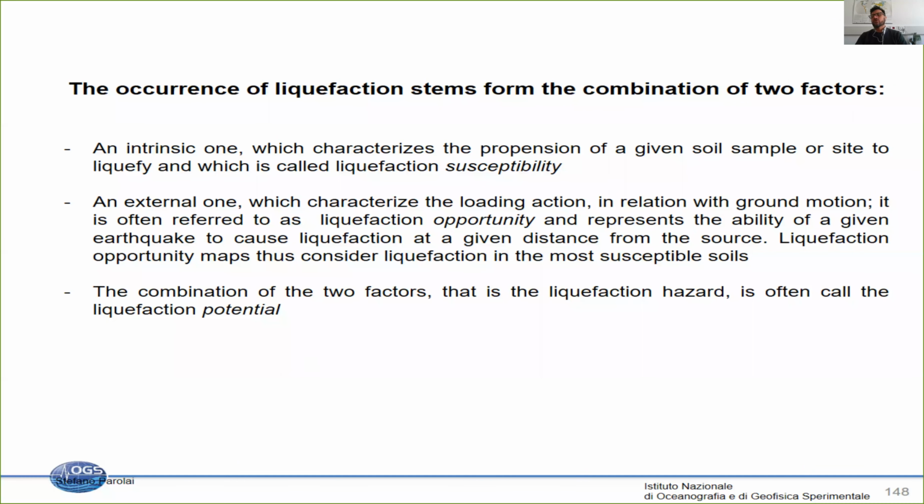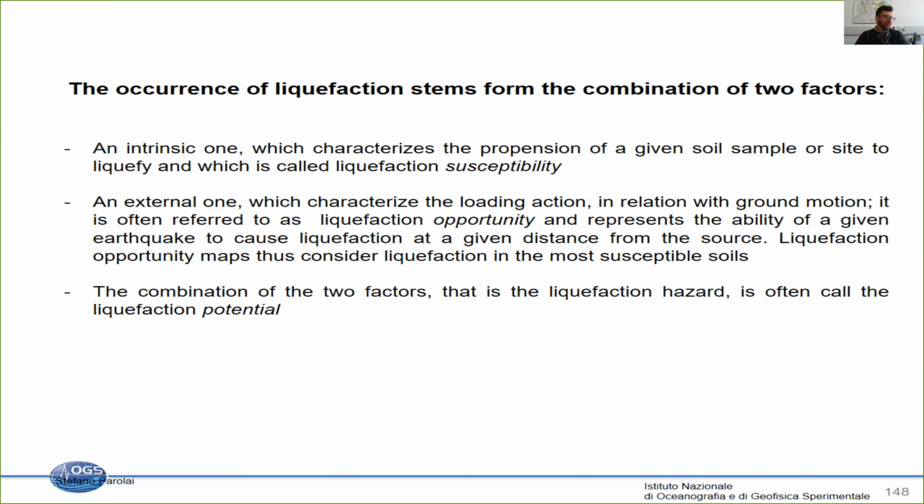So of course you can also use approximated methods in order to have some information about the liquefaction over a certain area. So there are two important factors, if you want to do it in this way, that are generating liquefaction. The first one is how susceptible a certain soil is to liquefaction.